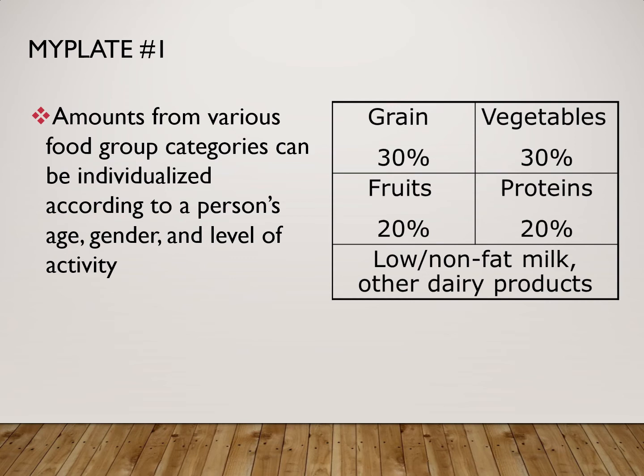MyPlate.gov is the government's nutritional analysis and lets you know how much of your food intake is required each day, the 5 groups of food that should be consumed in the following proportions: 30% grains, of which half are preferably whole grains, 30% vegetables, 20% fruits, 20% protein, which are accompanied by low-fat, non-fat milk or other reduced fat dairy products.